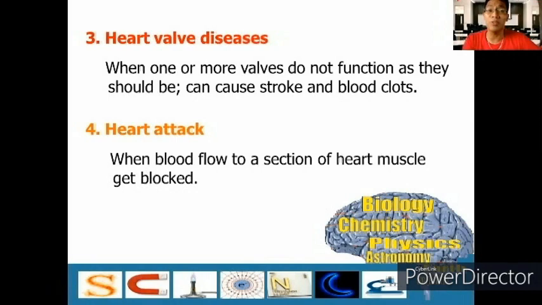The fourth and the most common or known to us is the heart attack. It happens when the blood flow to a section of the heart muscle gets blocked.